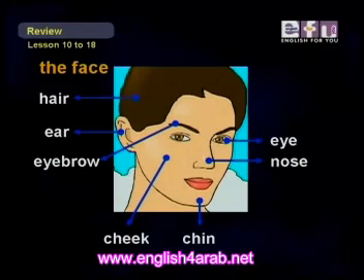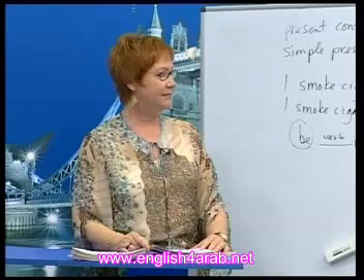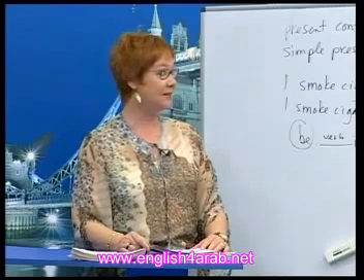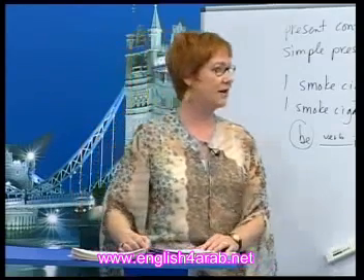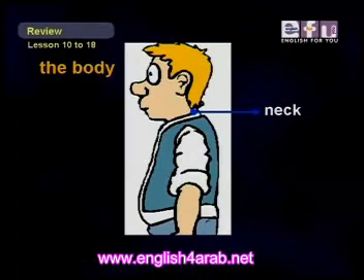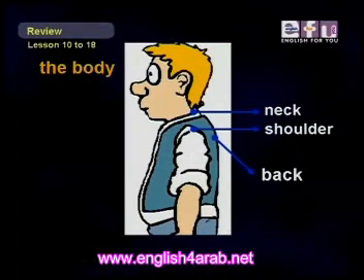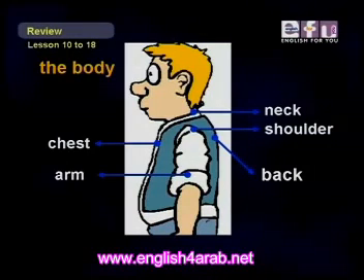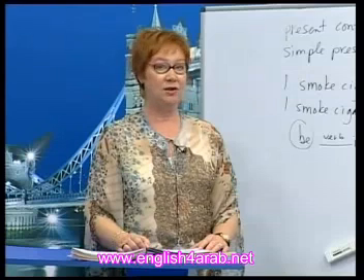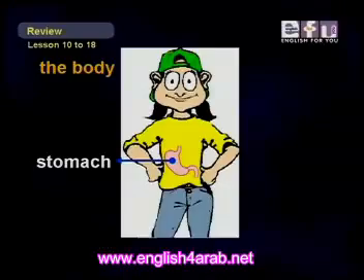And the eye. She has brown eyes. Forehead. And now here's somebody else's body. Okay, let's look at his body. The neck, shoulder, back, arm, chest. Here's her body. And inside, you can see the stomach.